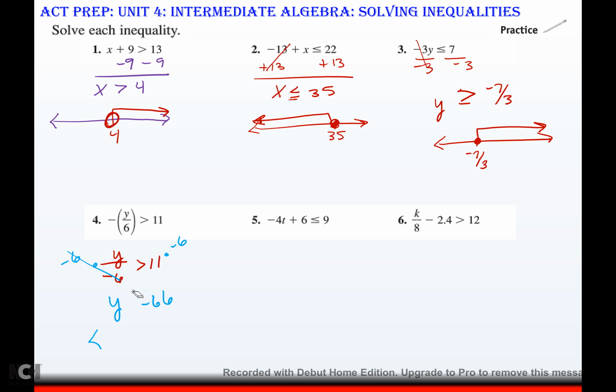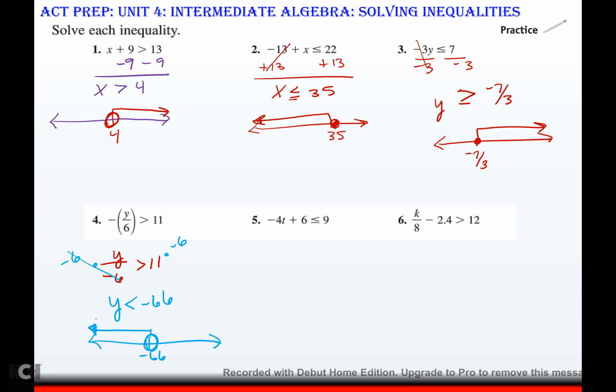No, it's not. Haha, I just tricked myself. I'm multiplying by a negative, which flips the inequality. So I'd have y less than negative 66. I can't include it. Negative 66 is not actually a solution, but anything smaller than that will work.